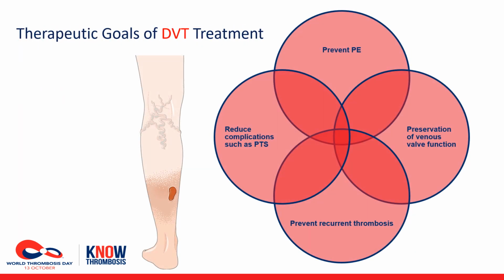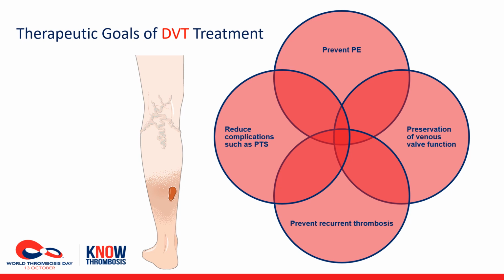So the therapeutic goals of DVT treatment: the first primary goal is to prevent a PE. Secondary goals: preservation of venous valve function, preventing recurrent thrombosis, and reducing complications such as post-thrombotic syndrome. And post-thrombotic syndrome is pretty under-recognized. However, it does cause significant morbidity, can have a negative impact on the quality of life of the person that it's affecting. And it's not rare, it develops in around 20 to 50% of people post-DVT and is severe in around 5 to 10% of the cases.